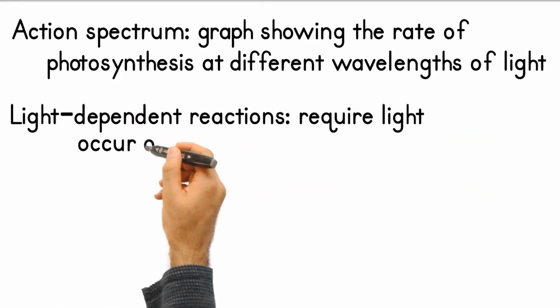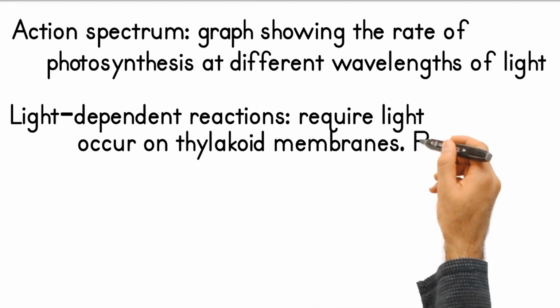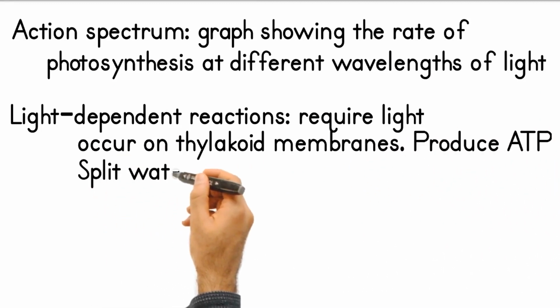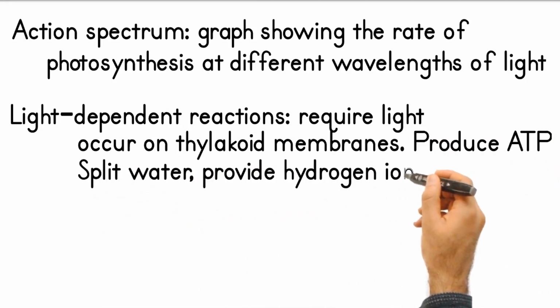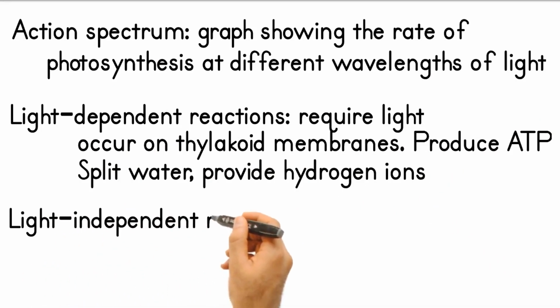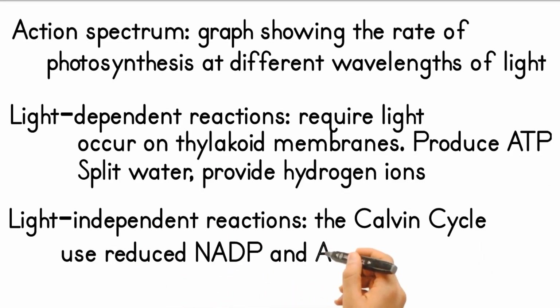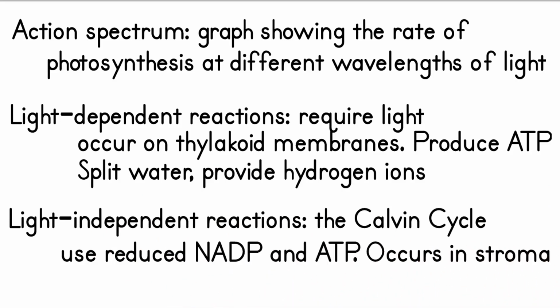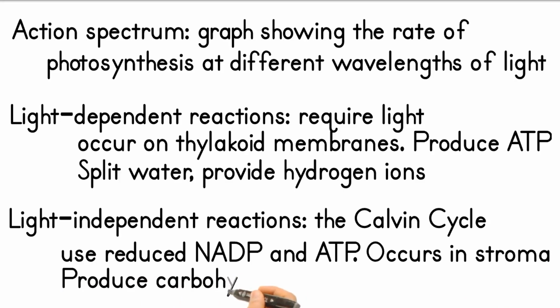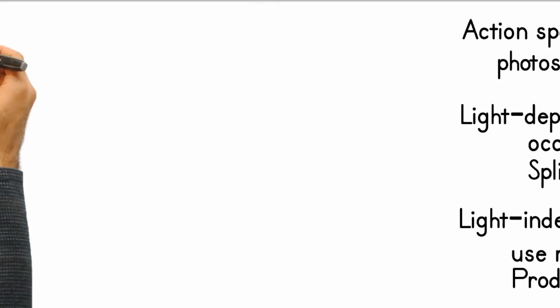Light-dependent reactions, require light, occurs on the thylakoid membranes. They produce ATP, split water, and provide hydrogen ions. Light-independent reactions, form the Calvin cycle. They use reduced NADP and ATP. Occurs in stroma, produce carbohydrates.